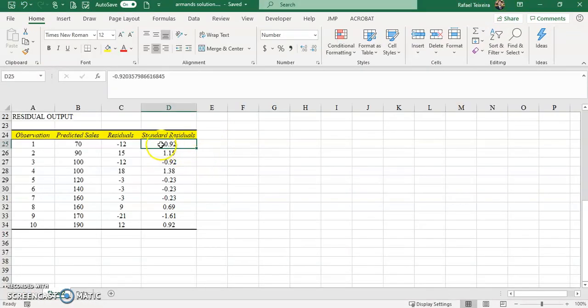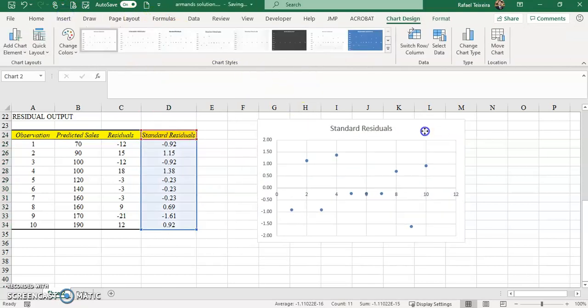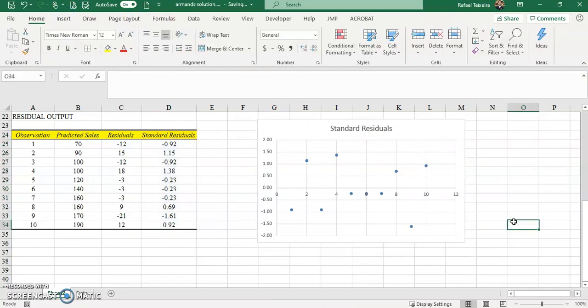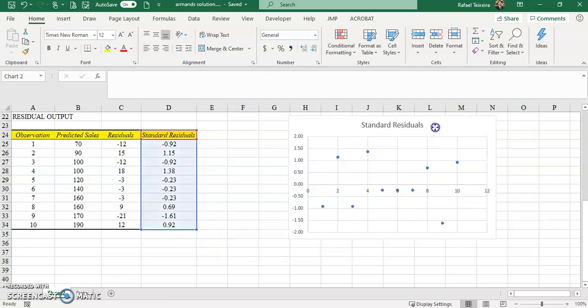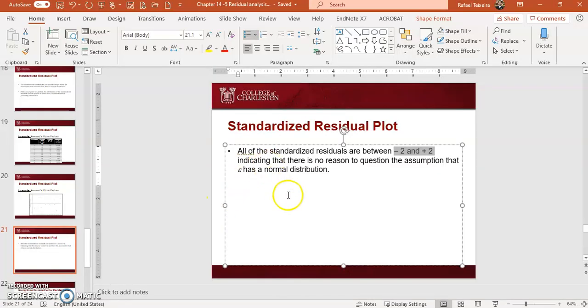So let's plot this. If I select here, go insert, scatter. So these are the standard residuals. What we need is residuals between 2 and -2. So standard residuals cannot be higher than 2 and cannot be smaller than -2. Okay, this is what this slide is saying.